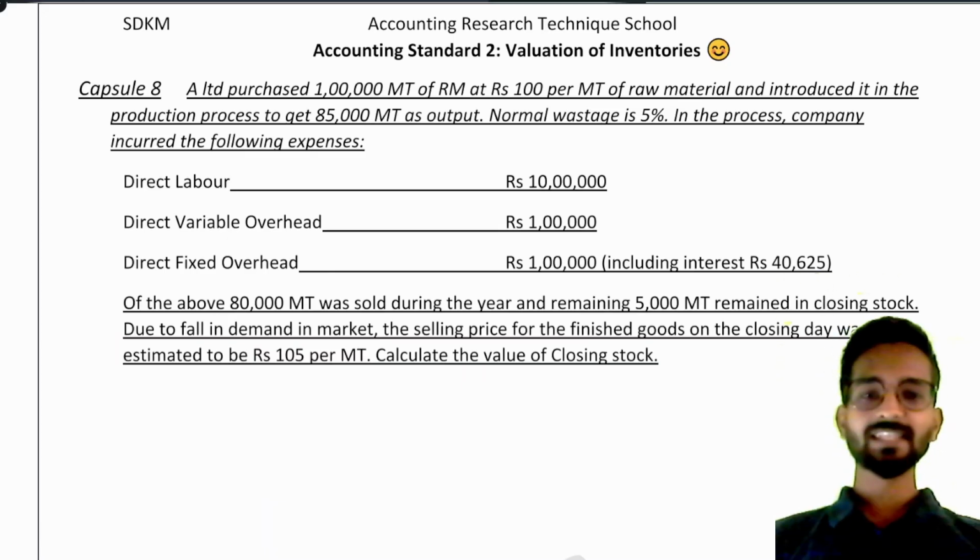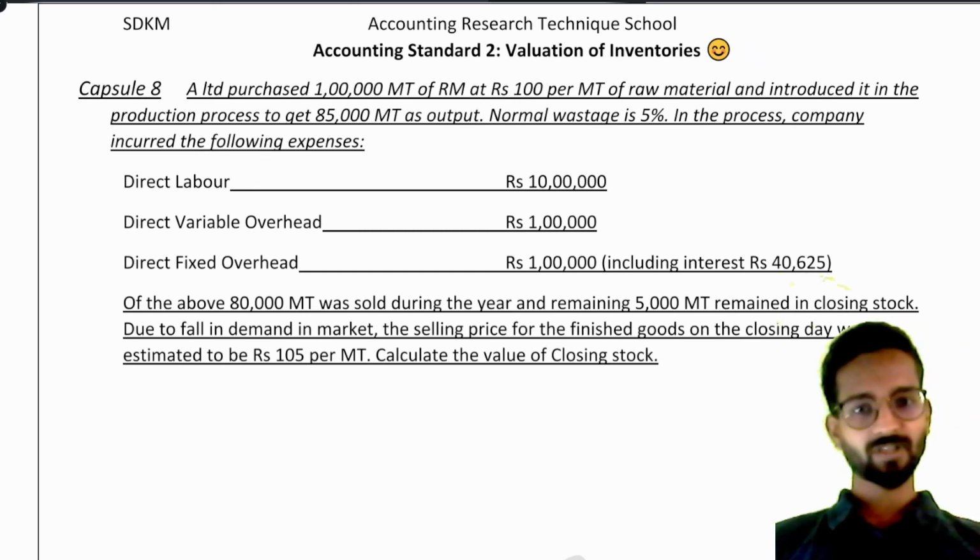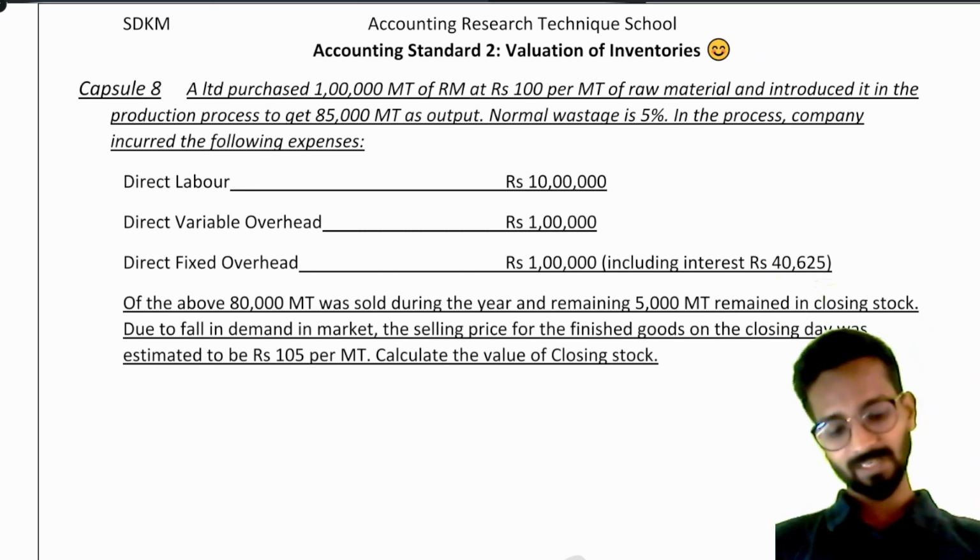Hello everyone. In this video, we'll be continuing with our accounting standard 2 capsule number 8 and then we will be learning about the joint products, byproducts and so on. Okay, let's continue. Capsule number 8 says A Limited purchased 1 lakh metric ton of raw material at rupees 100.